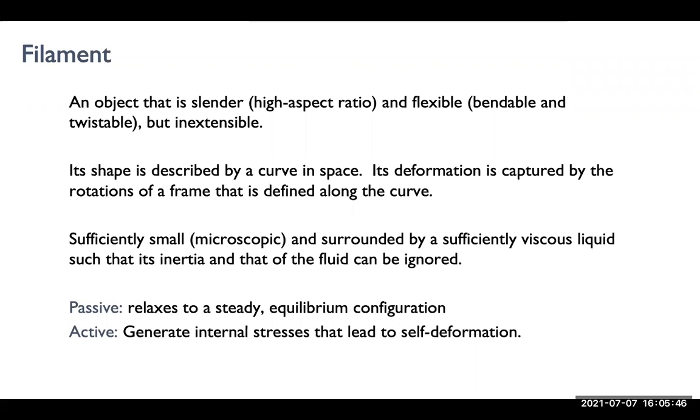And this deformation, being able to bend or twist, can be described by the rotation of a material frame along the curve. So for bending, one of the vectors in our frame is going to be the tangent to our curve. That bending will describe how that changes along the length. And then twisting is described by rotations about the tangent.